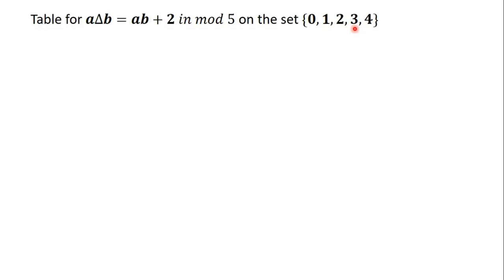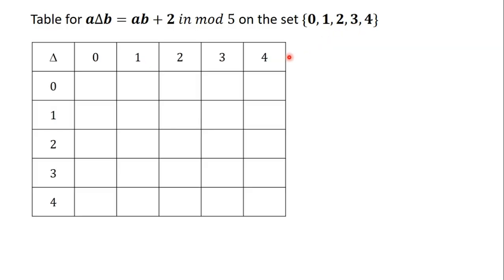There are 5 values in the set. So we are going to draw a table with 6 columns and 6 rows. In the first cell, you indicate the sign of the operation we are going to perform. The operation is delta, so you indicate delta in the first cell.